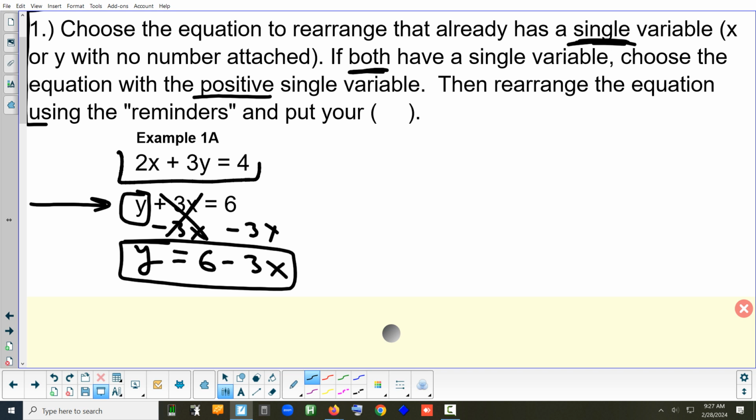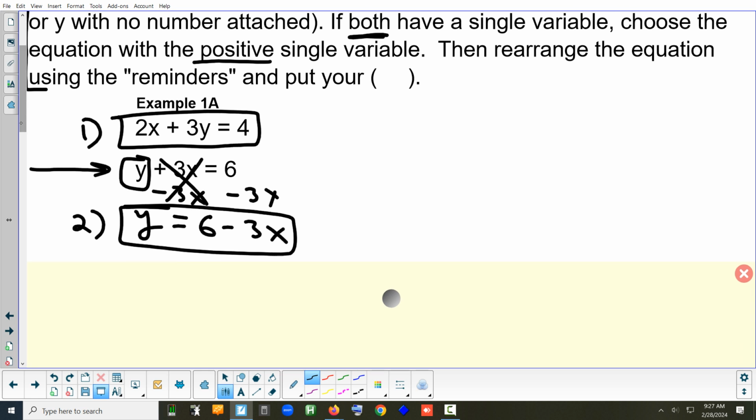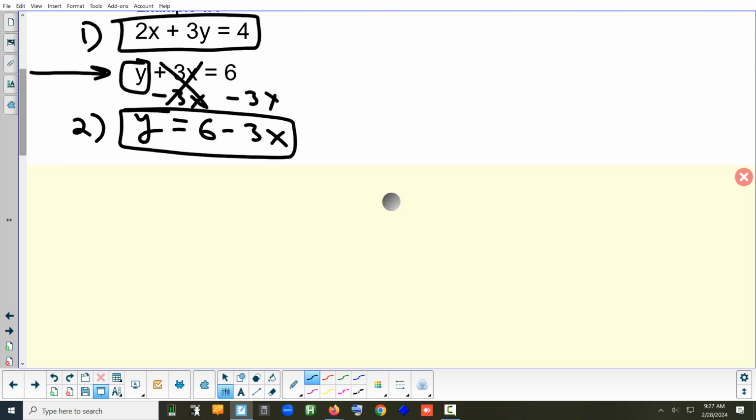So here's the first one. We didn't do anything with that. That'll be equation 1. That'll be equation 2. And now we can do this problem just like we did yesterday. But we had to do that step first. Any question how we got y by itself? Are we going to solve the equation? We are going to solve it, yep.